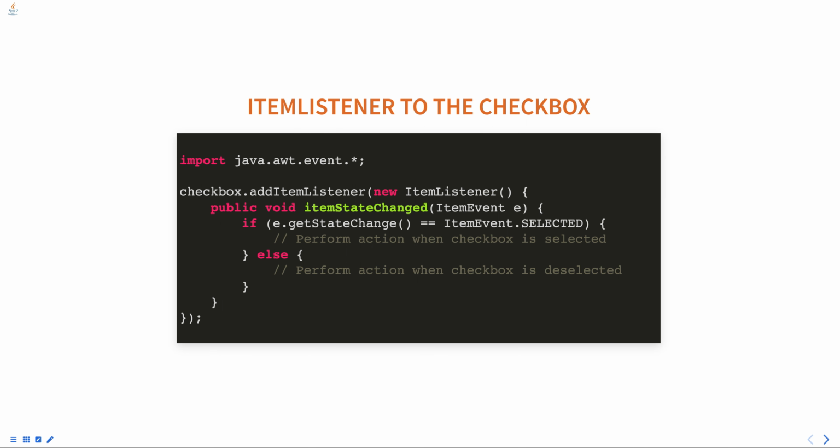In this example, an instance of the ItemListener interface is created and registered with the checkbox using the addItemListener method. When the checkbox is selected or deselected, the itemStateChanged method of the ItemListener is called, where you can perform the desired action based on the state of the checkbox.